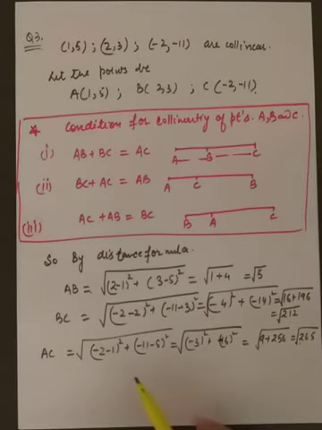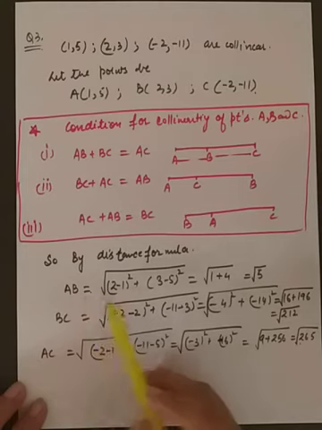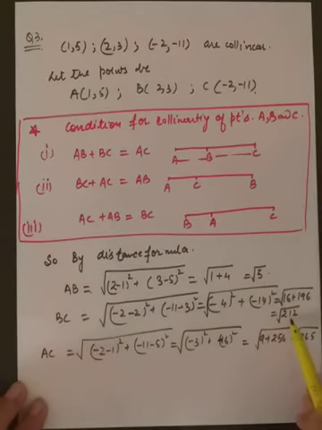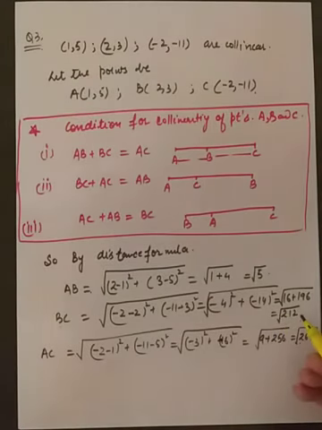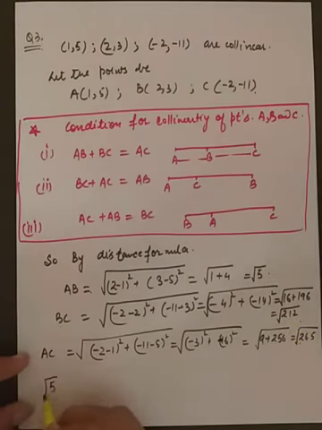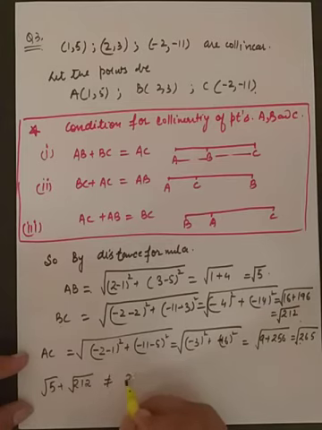So the three distances are AB is root 5, BC is root 212 and AC is root 265. Here we see that the sum of two distances is not equal to the third. You can say root 5 plus root 212 is not equal to root 265.